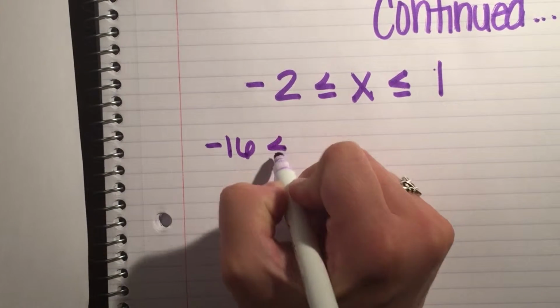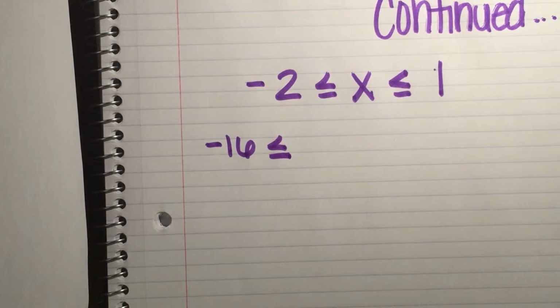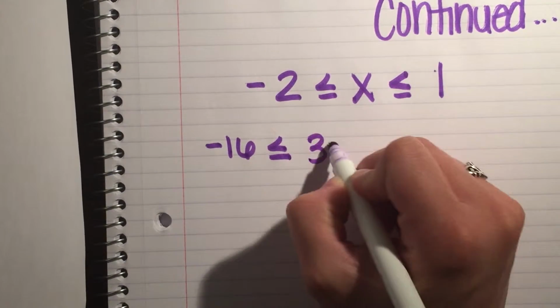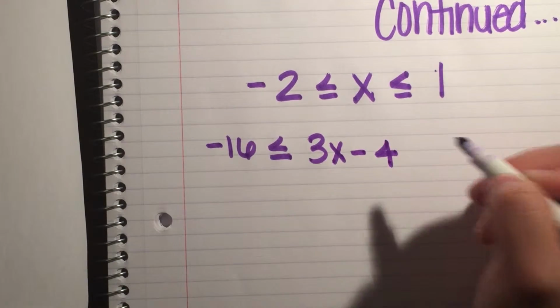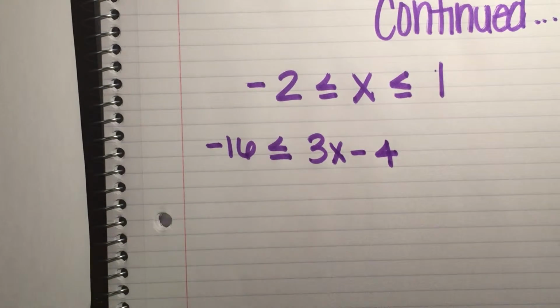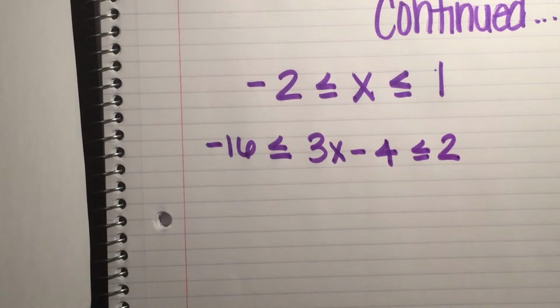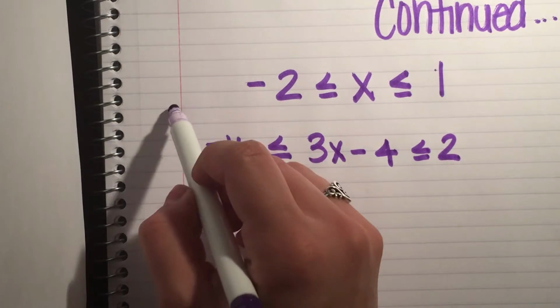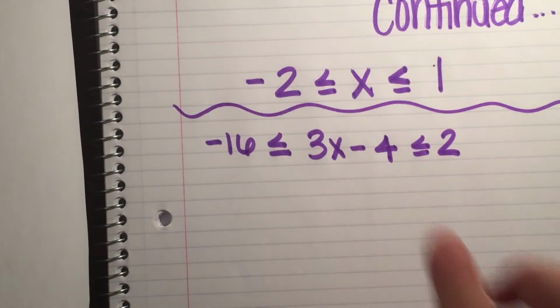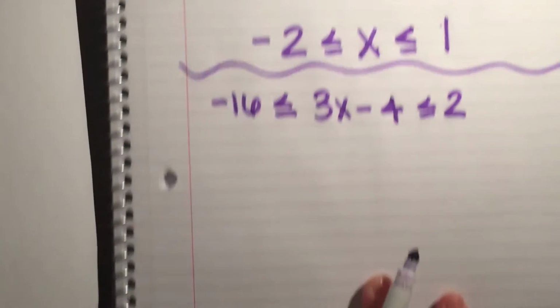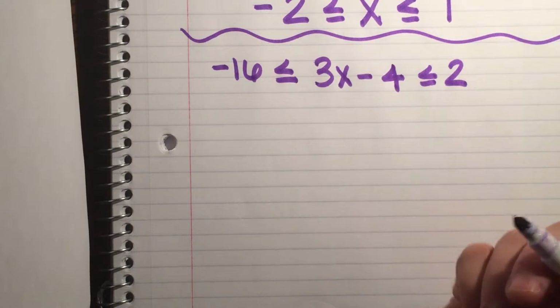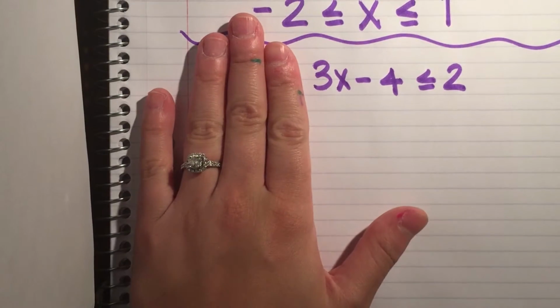-16 is less than or equal to 3x minus 4 is less than or equal to 2. Now there's two ways to solve this problem, and I'll show you the first way that's a little bit easier. So pretend that this isn't here for now.